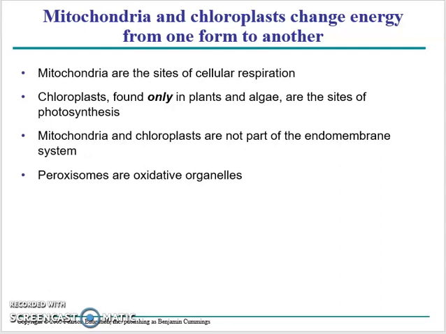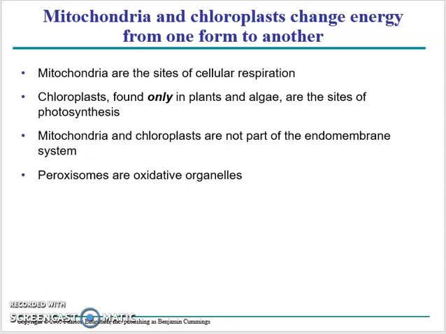Okay, so let's get out of the endomembrane system for a while, and then we're going to talk about basically how the cell acquires and processes energy. So, all cells have what are called mitochondria, and plant cells have what are called chloroplasts. Chloro meaning green, so that's where that term comes from. So, mitochondria and chloroplasts change energy from one form to another. So we'll talk about them in general, and then we'll get into specifics.